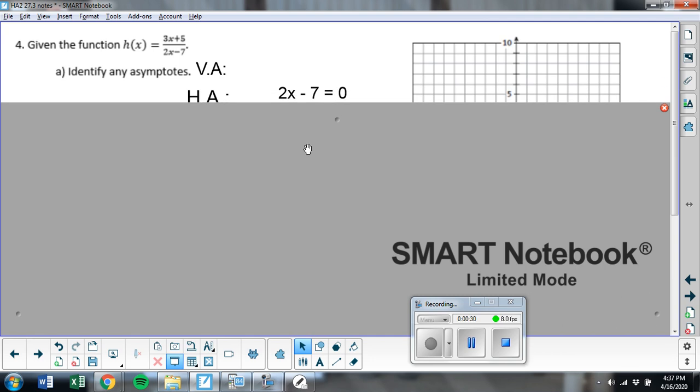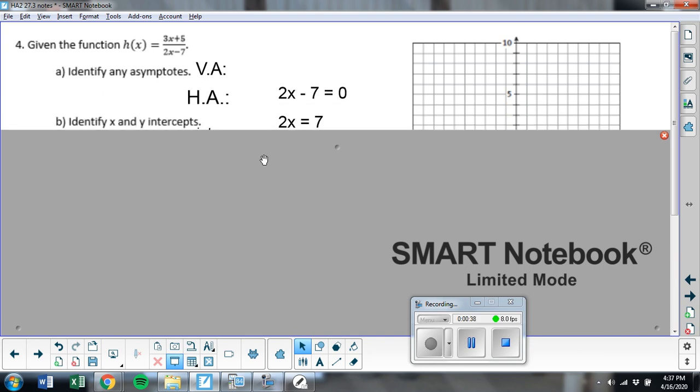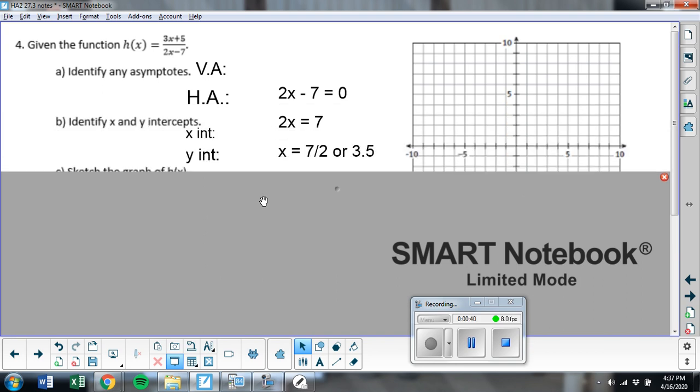So what I've done is I've set the denominator equal to 0 to figure out what x would have to be to make the bottom 0. So I solve for x. I get x equals 3.5. So my vertical asymptote is x equals 3.5. Since we're graphing and we're going to be thinking decimals, you can leave it as a decimal.